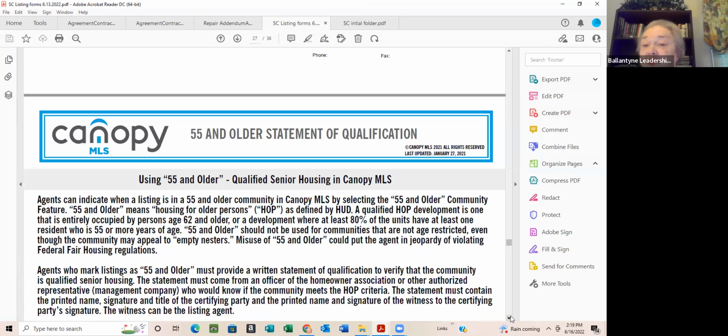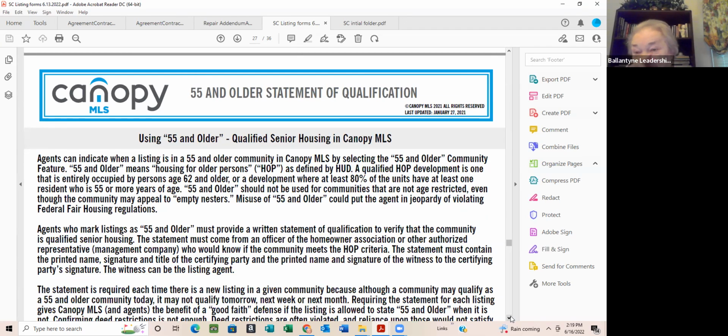Now, if you're listing a property in an area like Sun City, for instance, there's several other communities that are 55 and above. Four Seasons, I believe, is in South Carolina. There's some other 55 and above communities. Every listing in a community that's 55 and above has to have this form to go in with the listing.